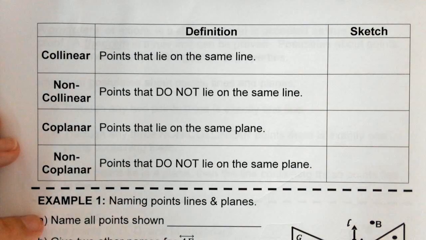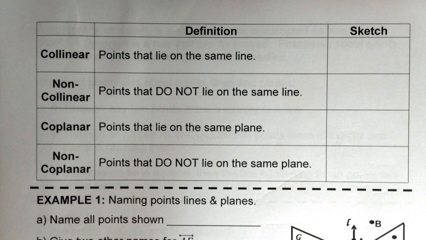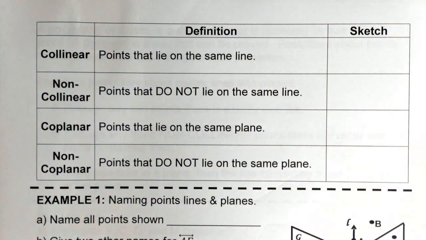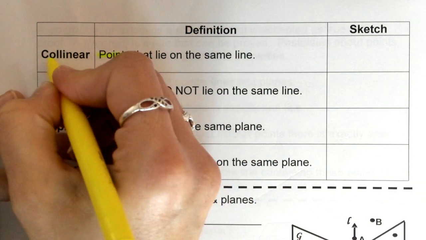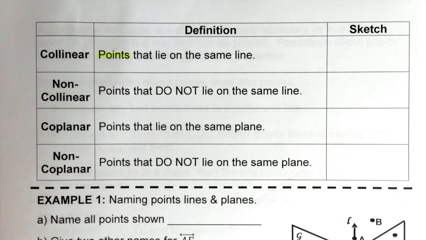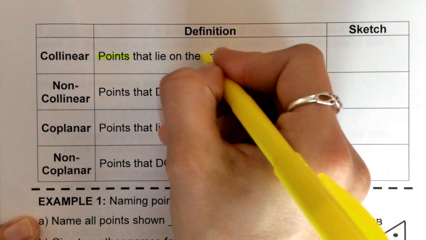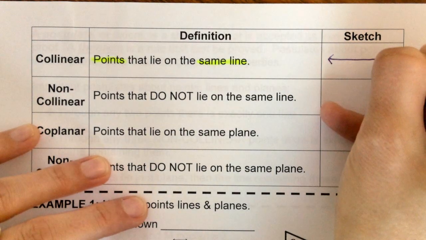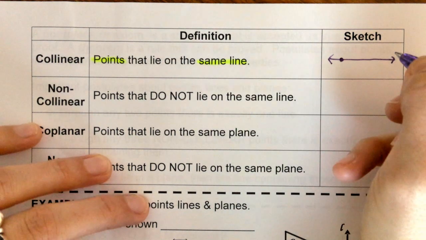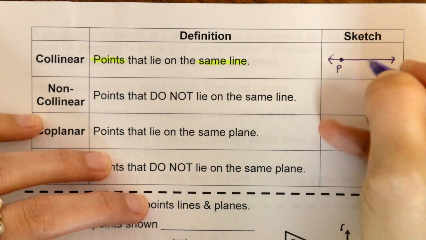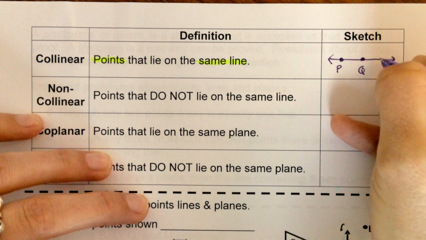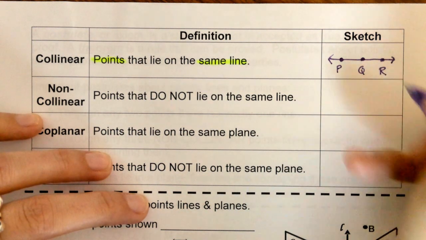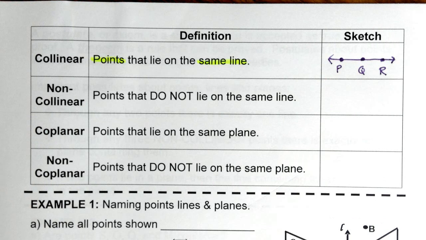So next, let's talk about collinear, coplanar. Okay? Collinear is going to be points that are on the same line. So collinear, co meaning together, linear meaning line, together on a line. So we have points on the same line. So if we have this line, like we have that ray, let's say we've got P here, we have Q here, and we have R here.